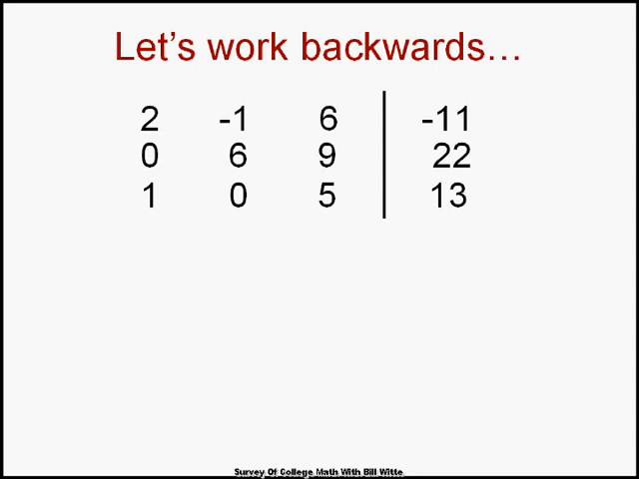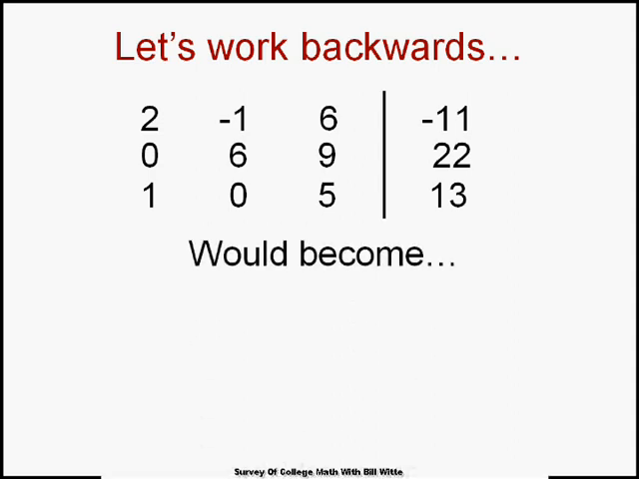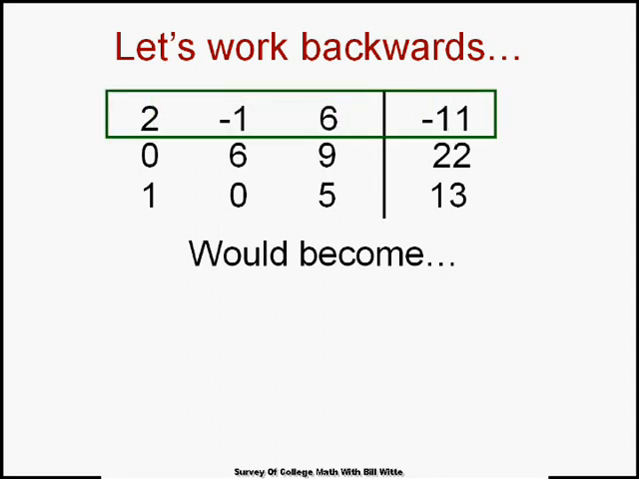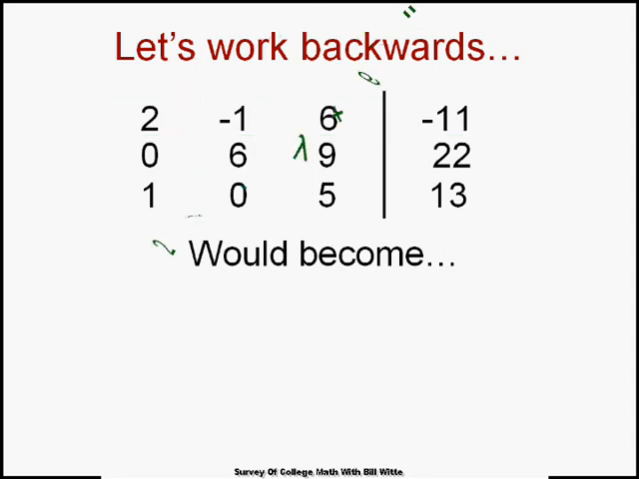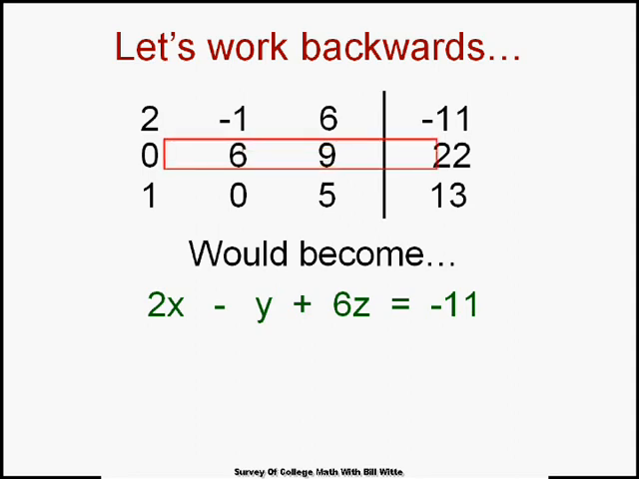Let's take this augmented matrix and represent it by a system of equations so we can go back and forth. Well, this one would become, let's take it one at a time. If we go x, y, and z, it's going to be important that we be consistent with this. You're with me that that's going to be 2x minus 1y, sometimes we write the 1, sometimes we don't, get used to it, plus 6z equals negative 11.